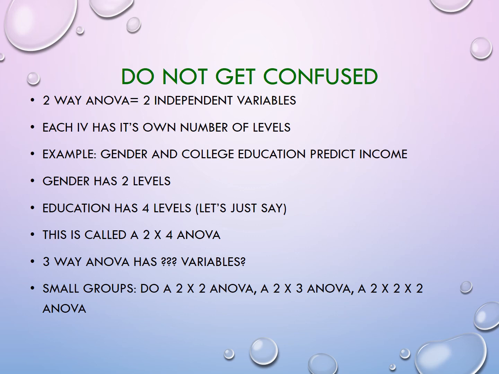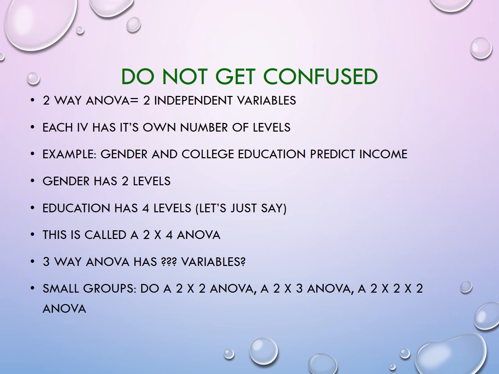So for instance, if you use the example of gender by college education to see if it predicts income, let's say gender has 2 levels in this sample, that we don't have anybody with a variety of gender identities, but just male, female. And then education has 4 levels. Let's just say that we divided education into 4 levels or 4 groups. Then this would be a 2x4 ANOVA.